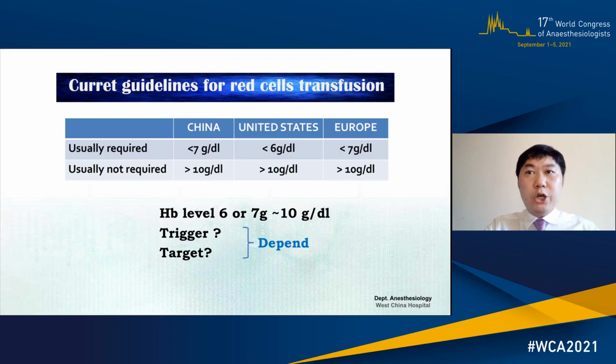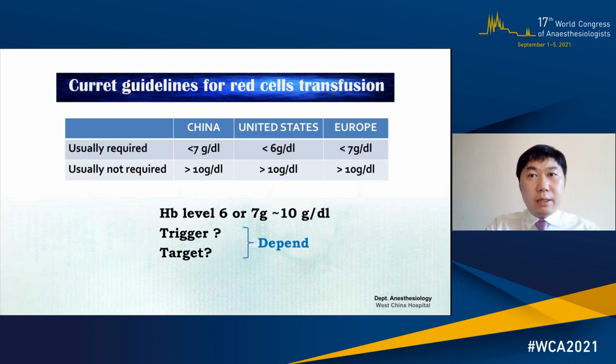However, what about the patient with HbA level between 6 or 7 to 10 grams per deciliter? What's the transfusion trigger and what's the target of HbA level? That means if the patient has a level of 7 to 10, we could transfuse him or not. For both choices, we follow the guidelines, but we make different medical decisions.